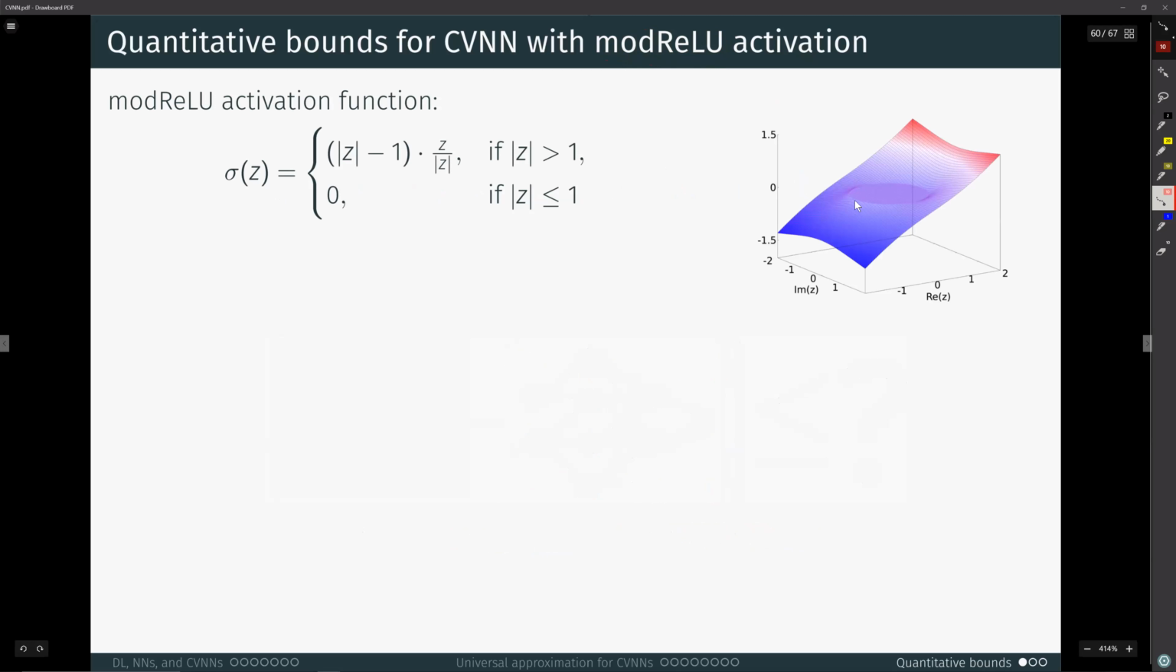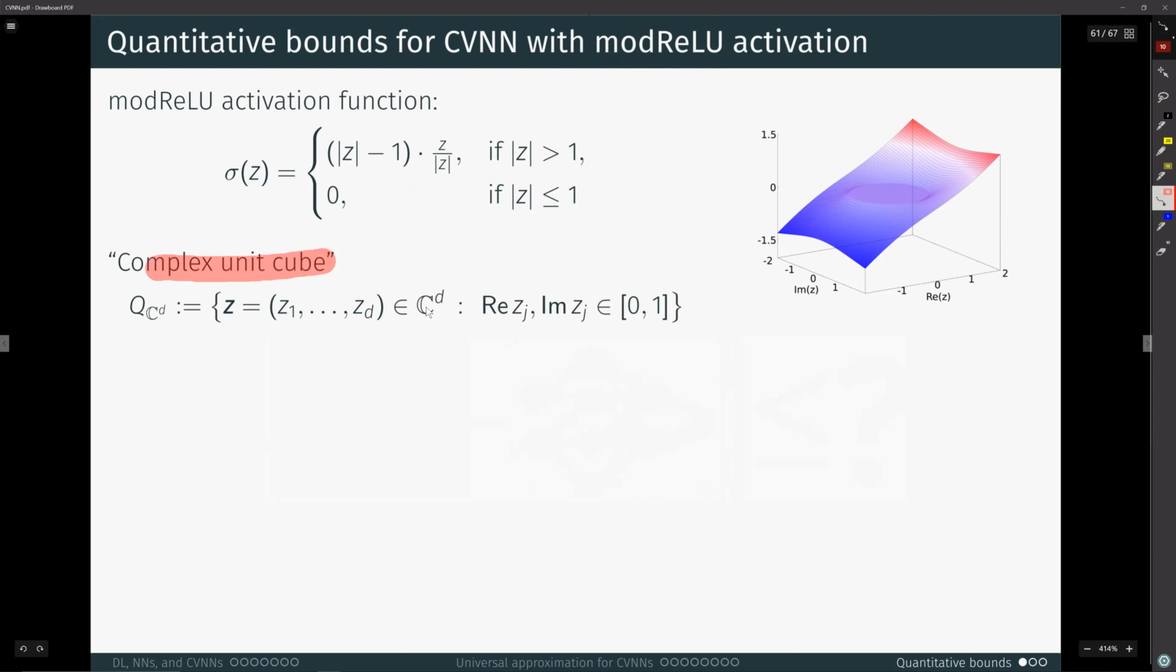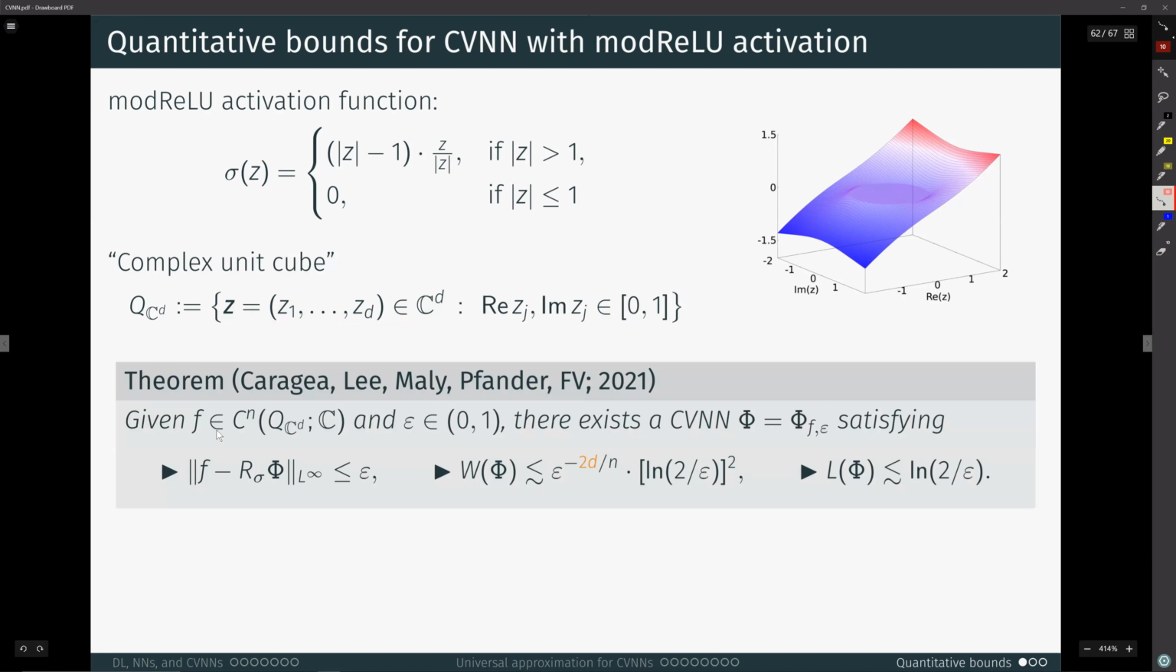So the idea is you look at the soft thresholding function from the reals and you extend it radially to all of C. Then it looks like this. And we work on the complex unit cube. So these are all vectors z in C^d, where all real and imaginary parts are between 0 and 1. You can also do that for more general domains, but this is the simplest. Then the claim is, if you have a C^n function on this d-dimensional complex cube, then you can approximate it uniformly up to error epsilon using such modReLU networks with this many non-zero weights and this depth.